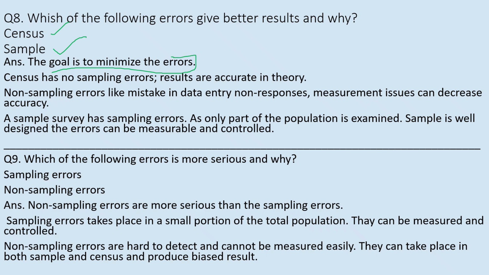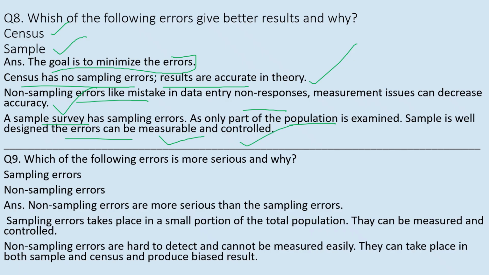So census has no sampling errors because it is collected for every individual in the population. So results are very accurate in theory. Non-sampling errors like mistakes in data entry, non-responses, and measurement issues can decrease accuracy. Sample survey has sampling errors as only part of the population is examined. If the samples are well designed, then the errors can be measured and controlled.